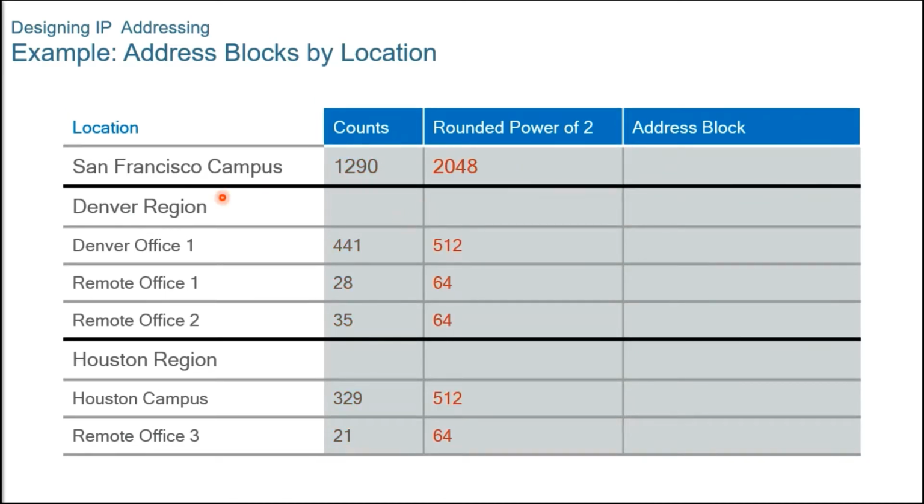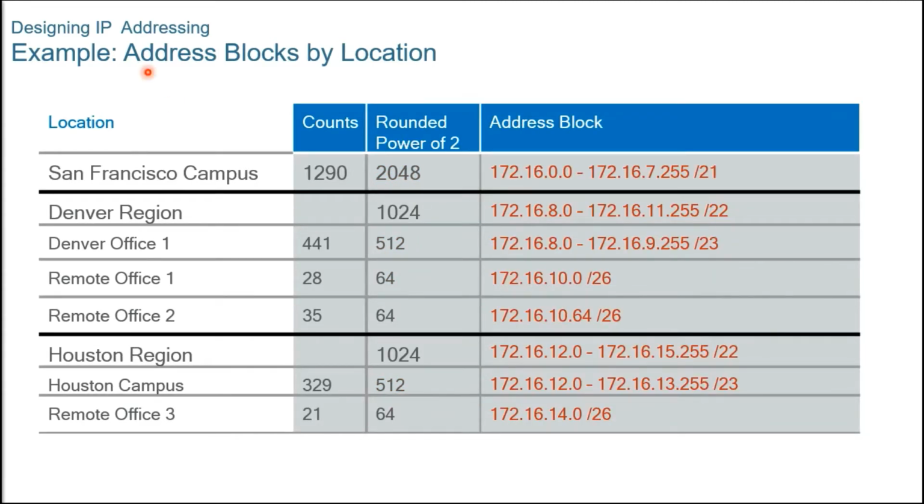So basically, if the San Francisco campus requires 1,290, you won't be getting an exact 1,290. Based on our formula, 2 raised to h, that would yield 2,048. If you need 441, that would yield 512. And if you need 21, you could get 64 there, of course with the consideration of future growth. All right, so this is a complete address block by location for the San Francisco campus.